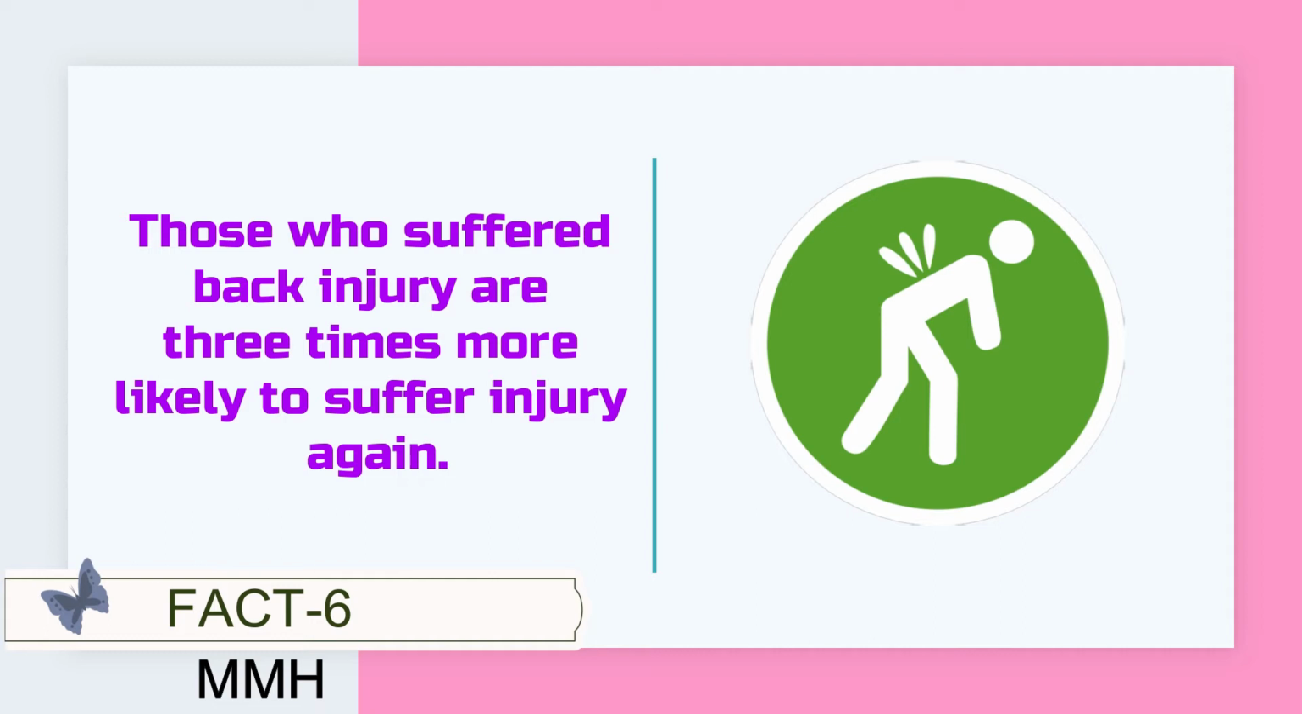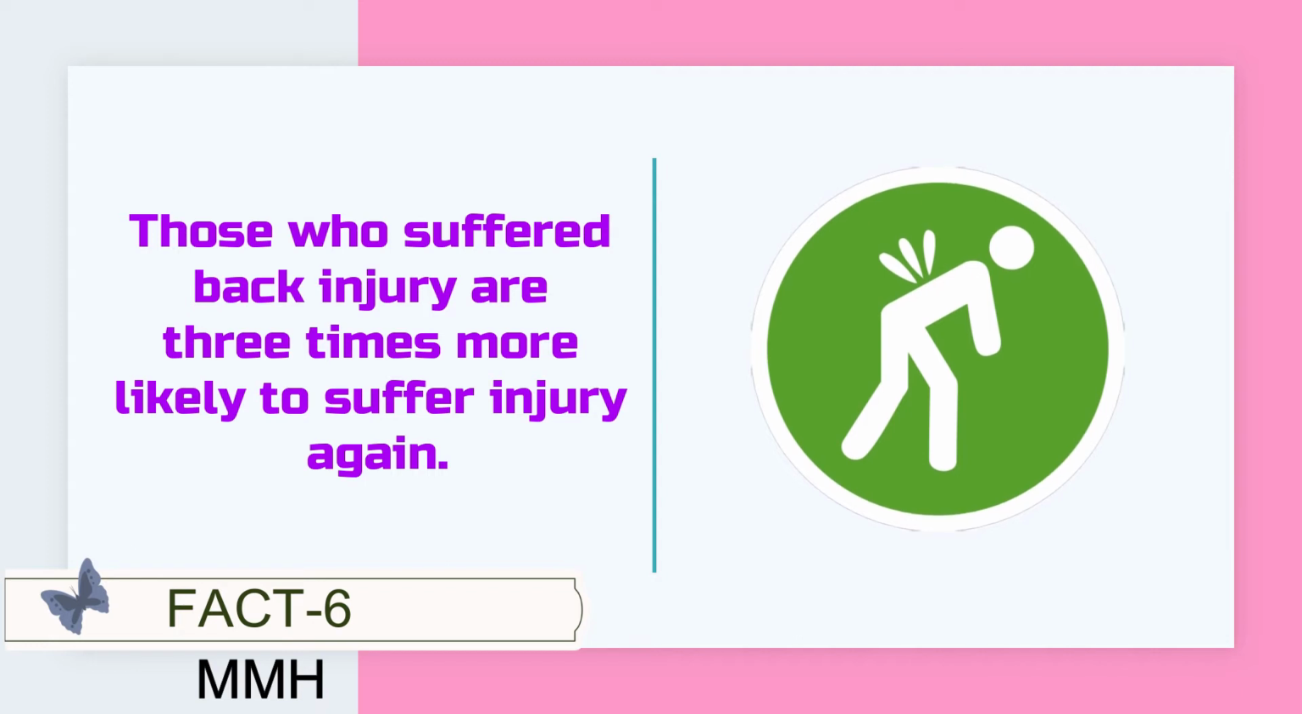I want to say that those who suffered back injuries, this is the sixth fact, are three times more likely to suffer injury again. So we can say those who are overweight, those who use poor handling techniques, smokers, the chances of them getting injured become high. So that is three times. Once they are injured, the chances of getting injured again with respect to the back or backbone or spine or lower back is three times.